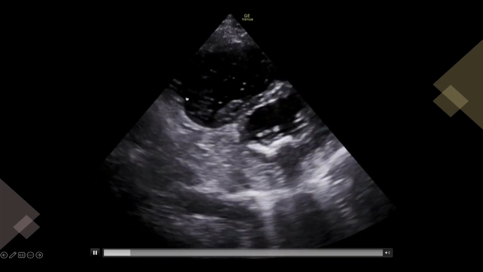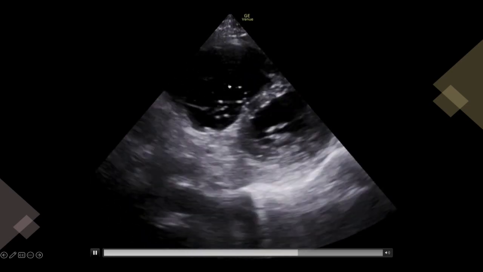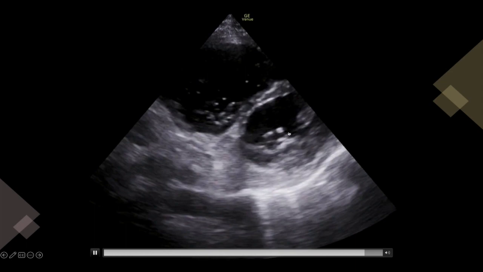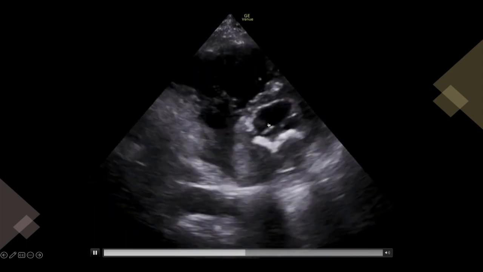That's the right ventricle. Good job. So we see the right ventricle, and it looks pretty big. Normally, the right ventricle compared to the left ventricle is about 1/3 of that left ventricle. It should not be larger than the left ventricle itself.